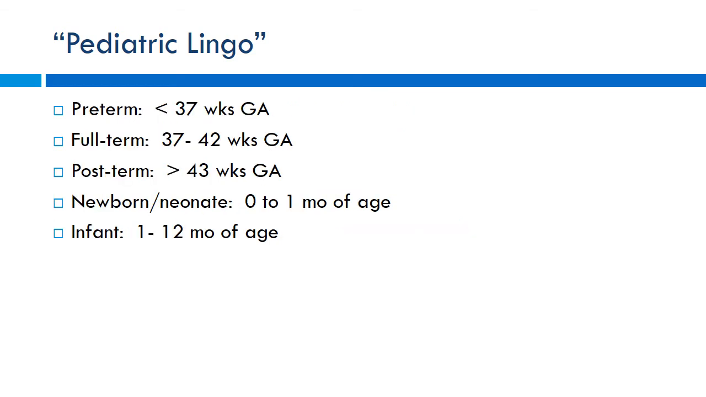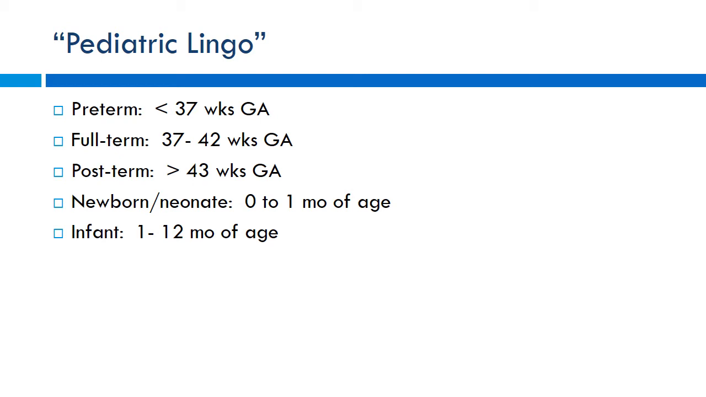So preterm would be considered an underdeveloped neonate, and that would be one that is born at less than 37 weeks gestational age. Full term would be anywhere between 37 and 42. Post-term would be greater than 42 weeks gestational age, and then a newborn or neonate we would consider to be in that first 28 days of life, or that first 0 to 1 month of age, and an infant would be anywhere from 1 to 12 months of age.